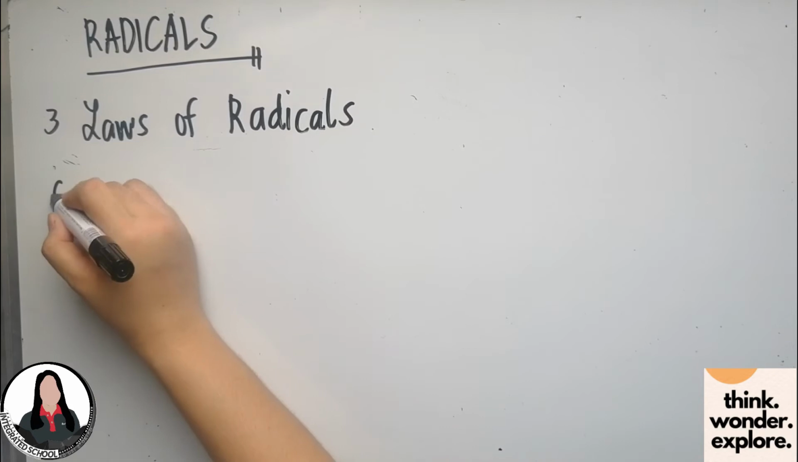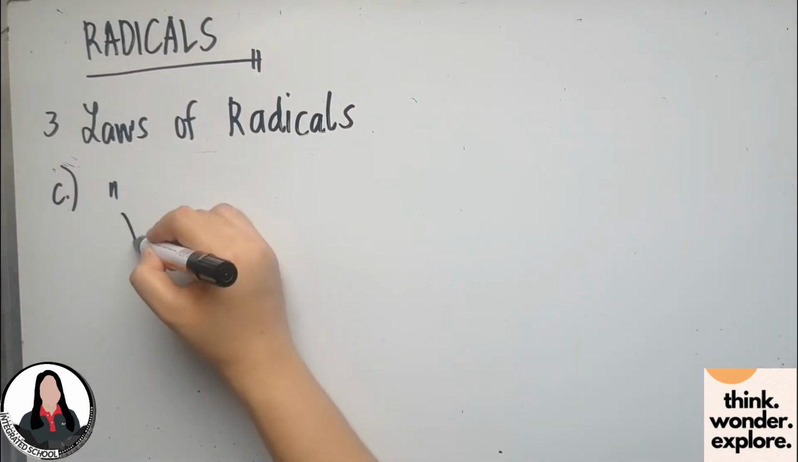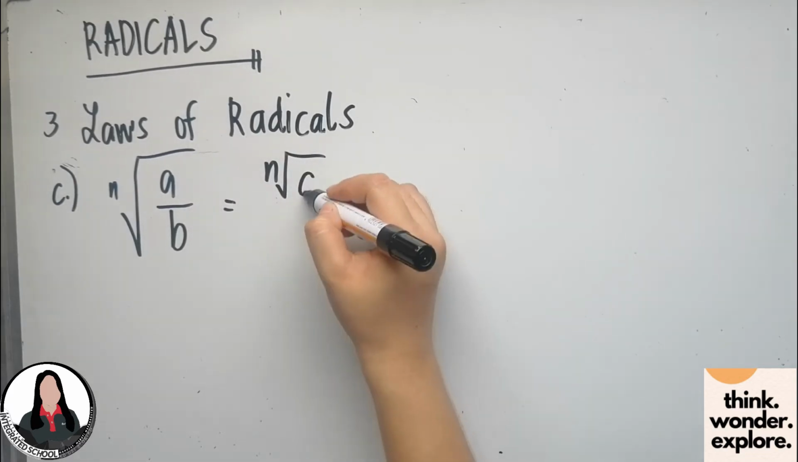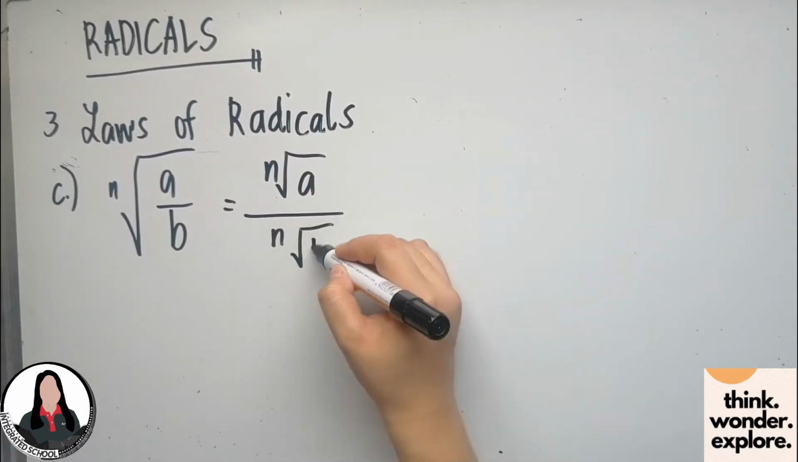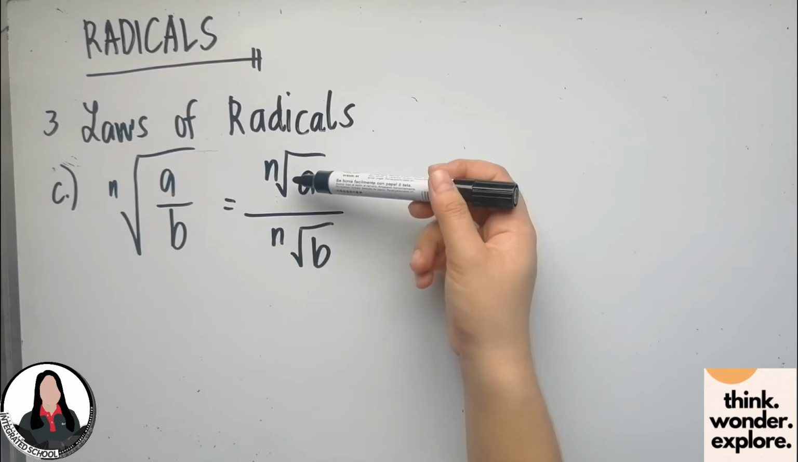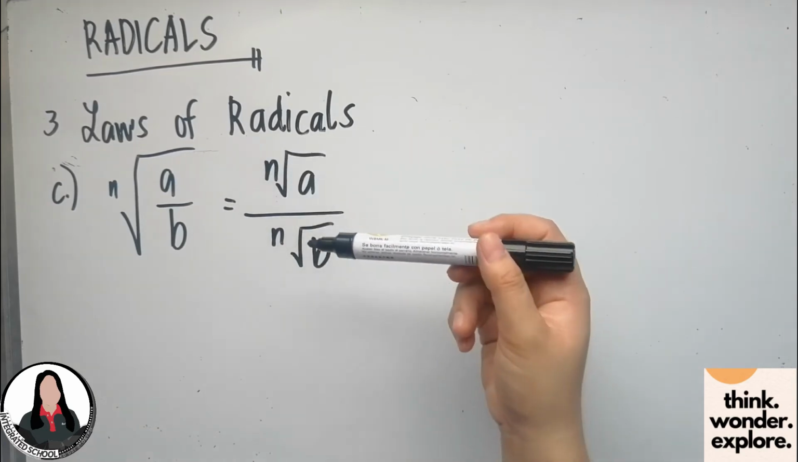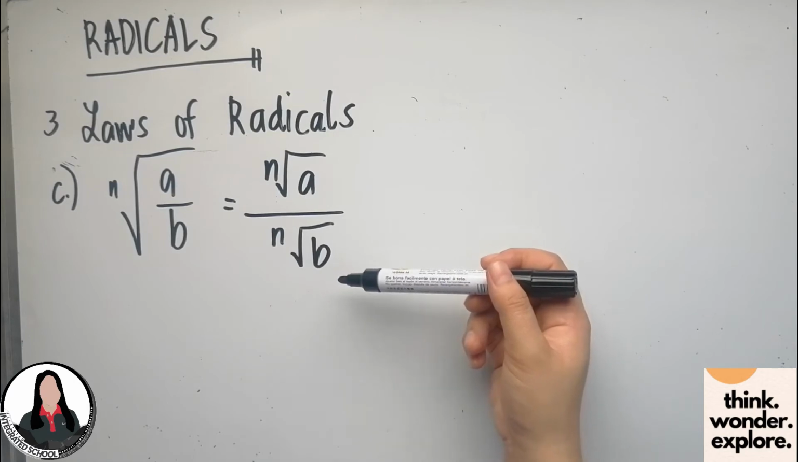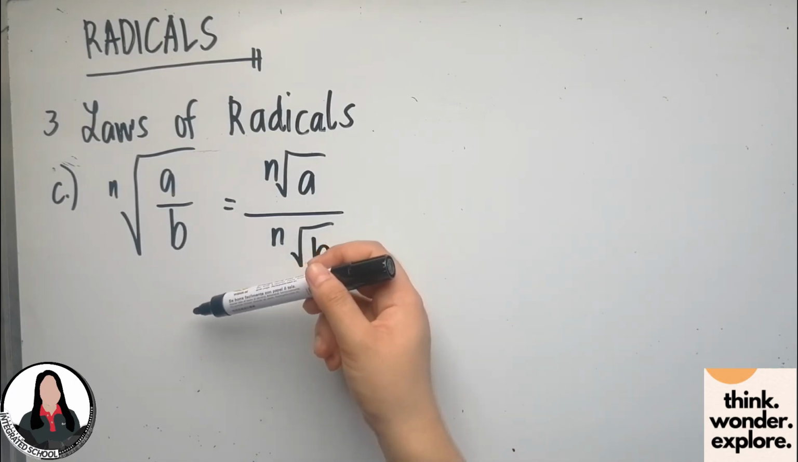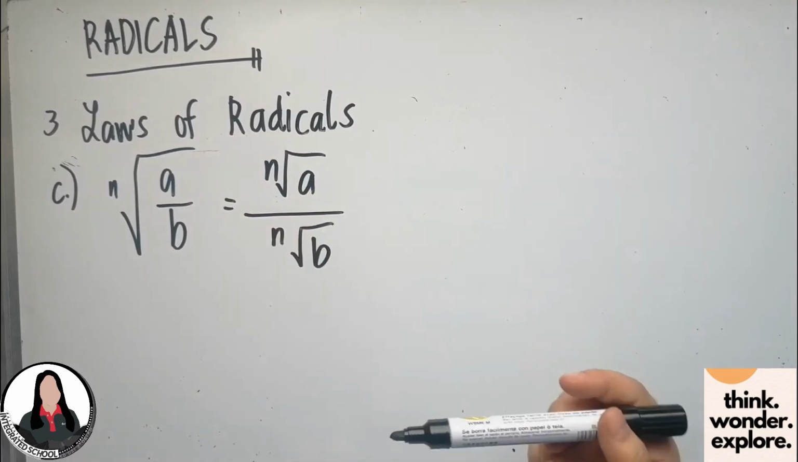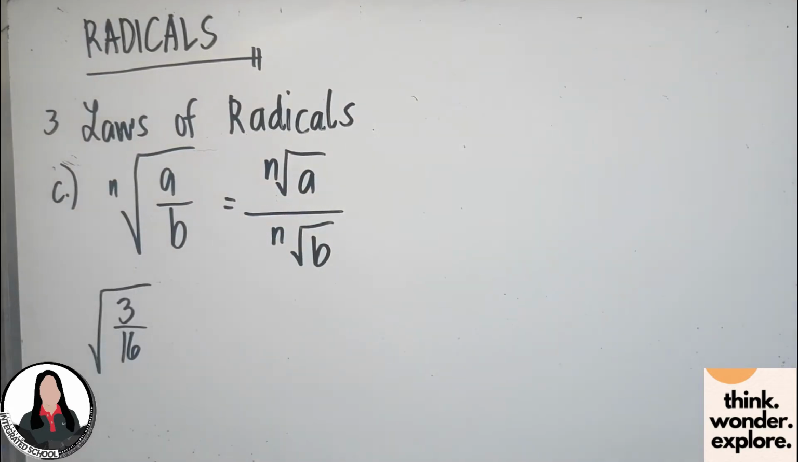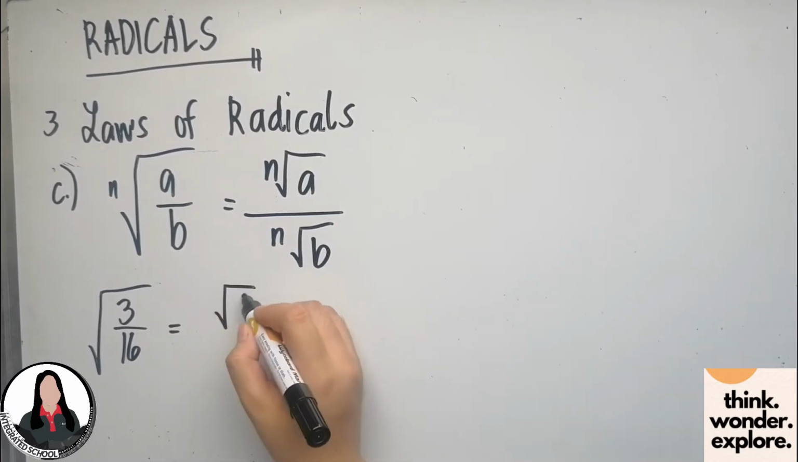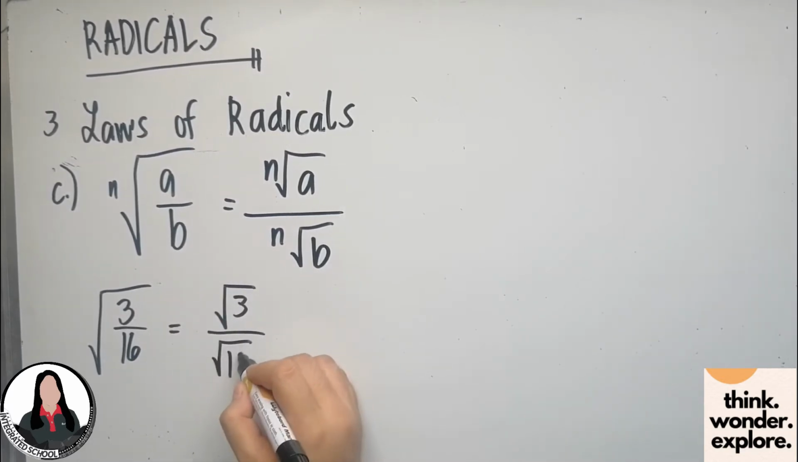For the third law, we have nth root of a over b is equivalent to the nth root of a all over the nth root of b. So kapag parehas ang ating index ng radical expression sa numerator at denominator, we can rewrite this as a new radical expression kung saan ang fraction ay nasa loob ng radical sign. Let us have an example, that's square root of 3 over 16. And we can rewrite this as square root of 3 all over square root of 16.